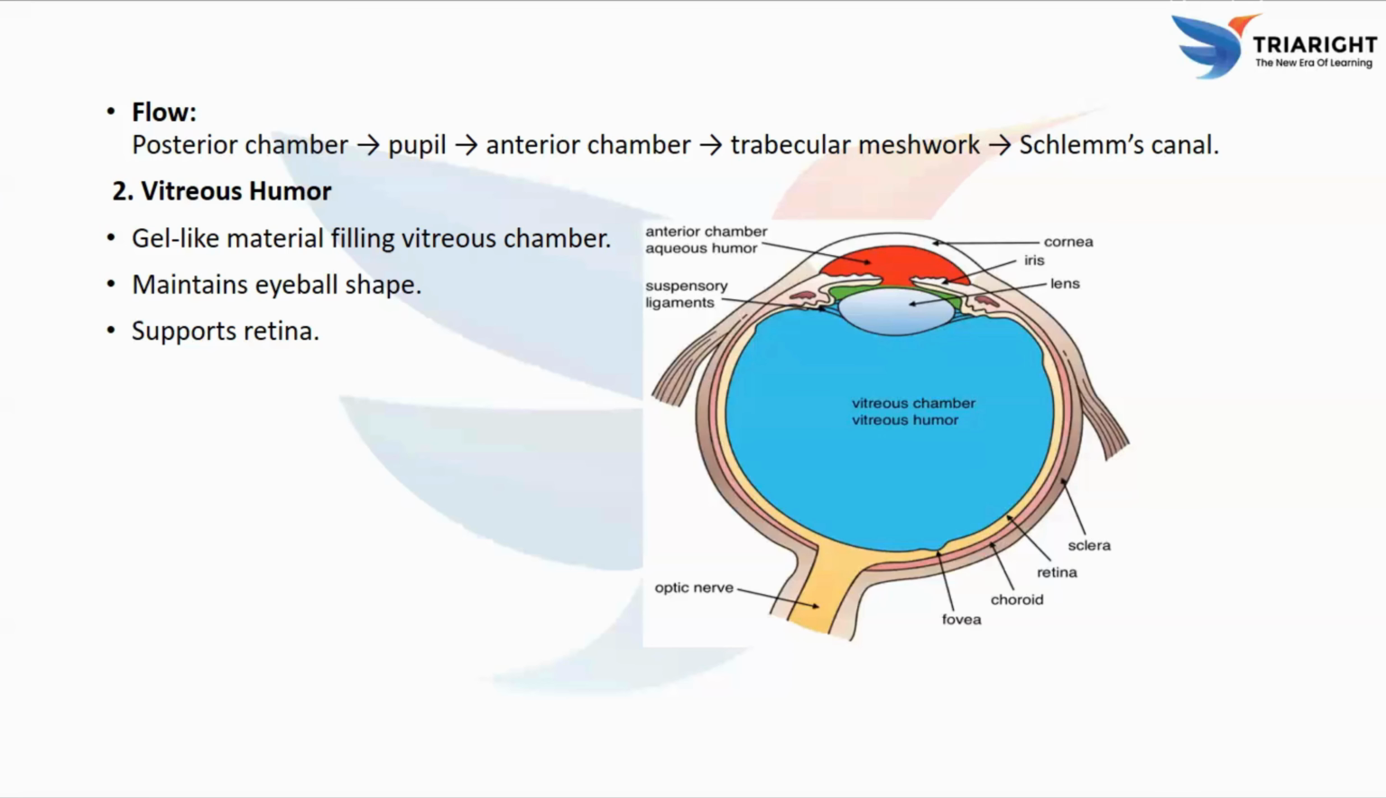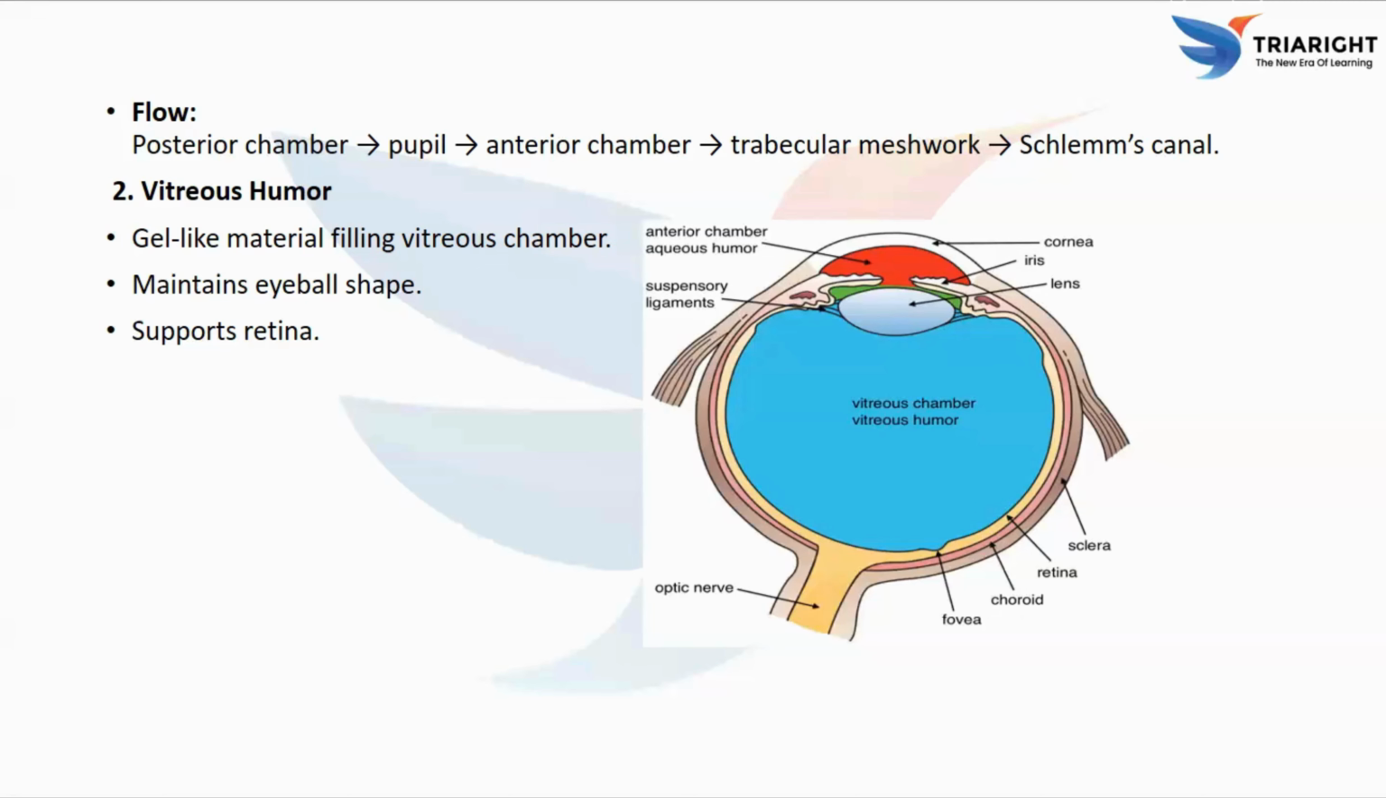So what are the functions of the vitreous humor? It maintains the eyeball shape. It supports the spherical structure of the eye. It prevents the collapse of the globe. And also it helps in supporting the retina. It holds the retina flat against the choroid. It helps to maintain the proper distance between the lens and retina for clear focus. It also acts as a shock absorber. It protects the delicate retinal layers from sudden eye movements.